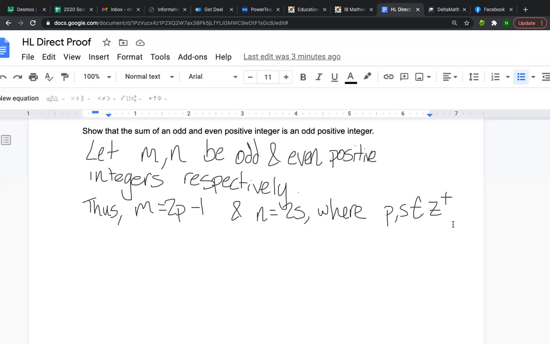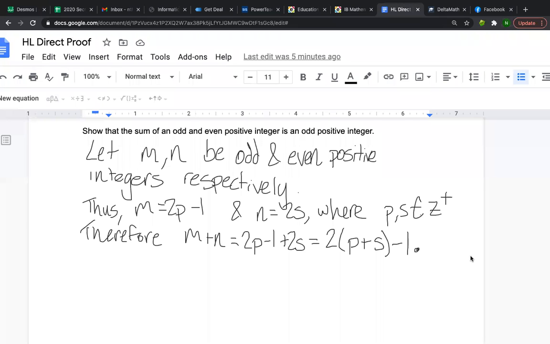Similarly, the definition of an even number is that it's divisible by 2, or a multiple of 2. So we say that n is 2 times some number s. So n is equal to 2s. So I've just used the words and turned them into the mathematical definitions. Therefore, m plus n is equal to 2p minus 1 plus 2s.